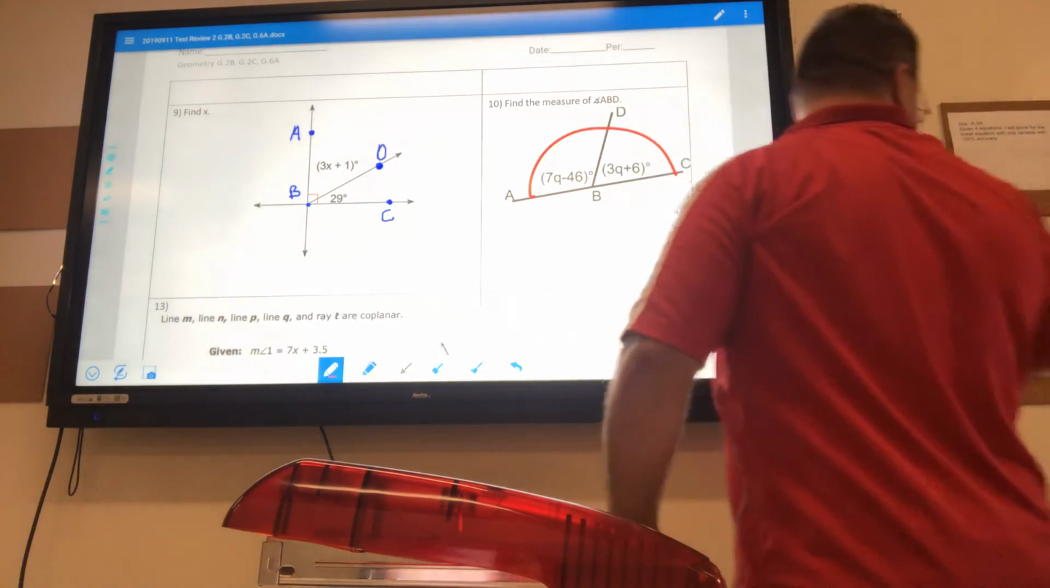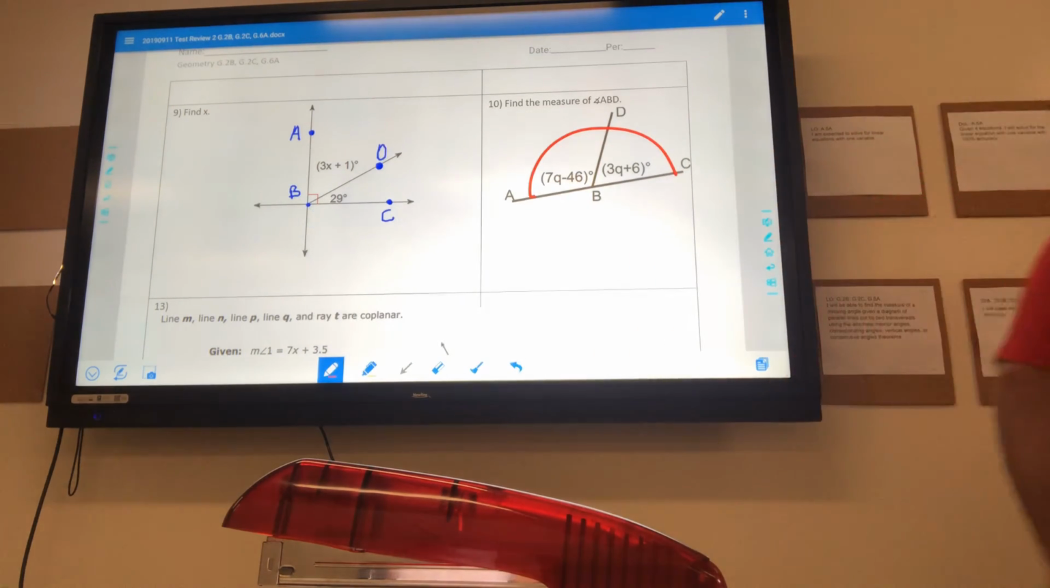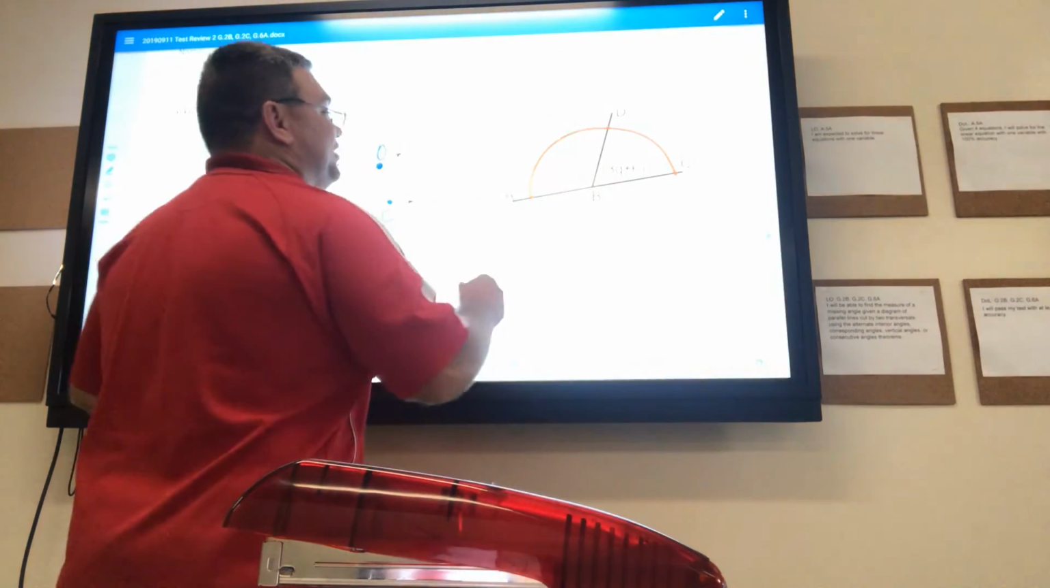These 2 angles right here are... Did I lock you out? No, it's cool. I'm just going to keep going while you guys are coming in.